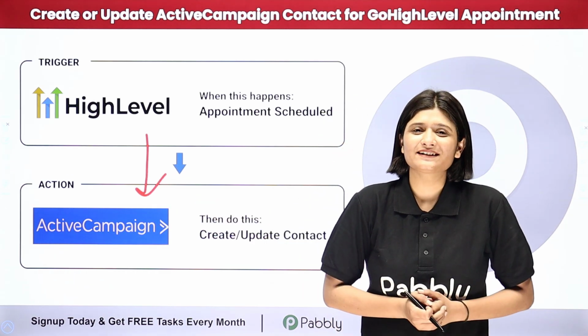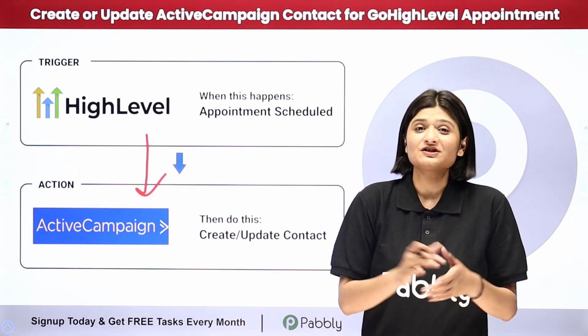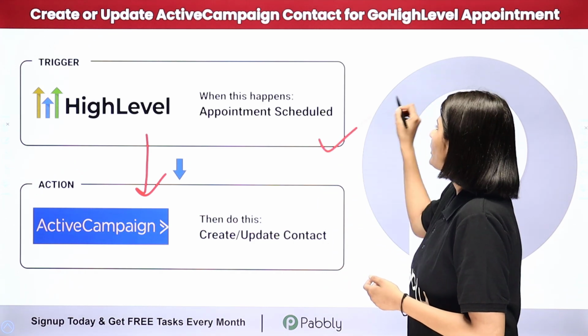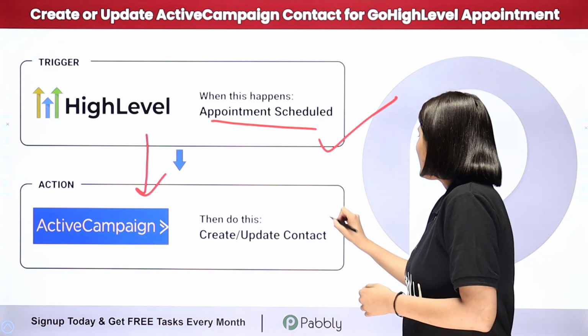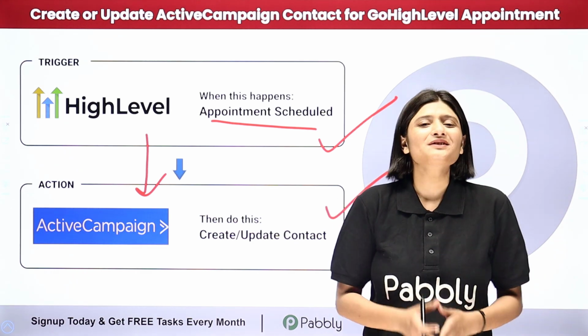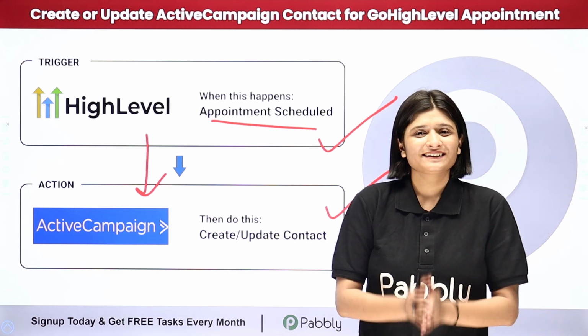With the help of Pabbly Connect, I am going to build this connection in such a way that whenever there will be new appointments scheduled in my Go High Level, this contact will be automatically created in my ActiveCampaign account. Now, if you want to learn this amazing automation step by step, then let me take you all to my screen.